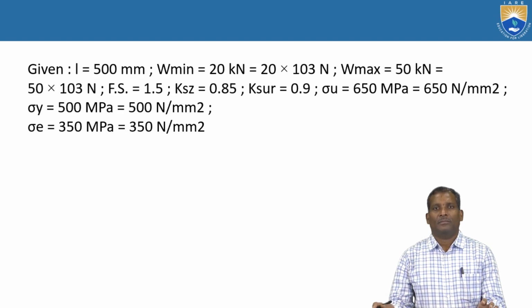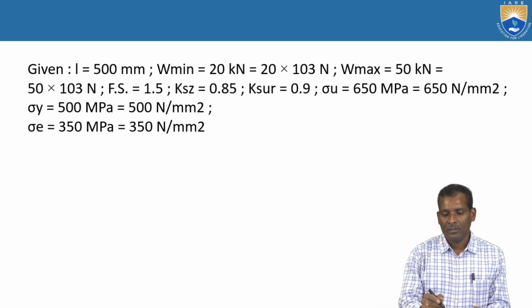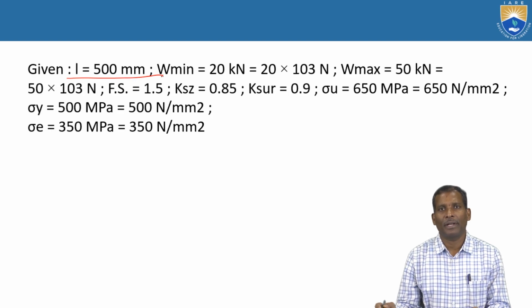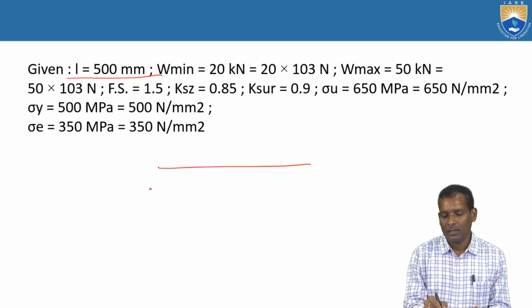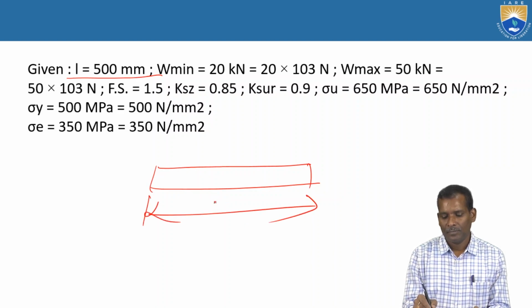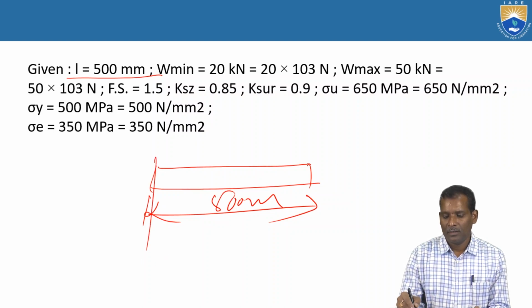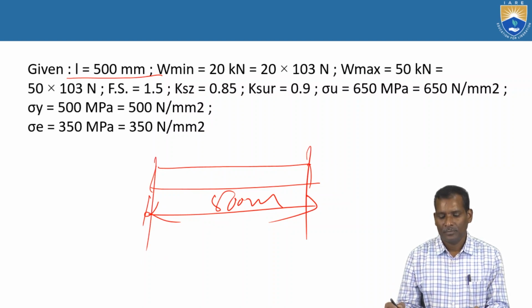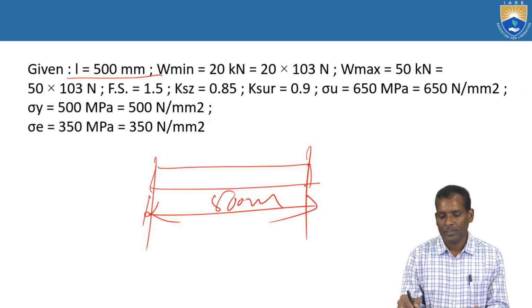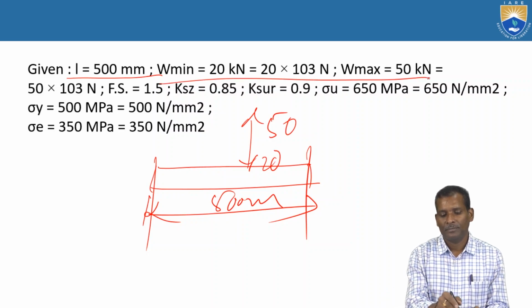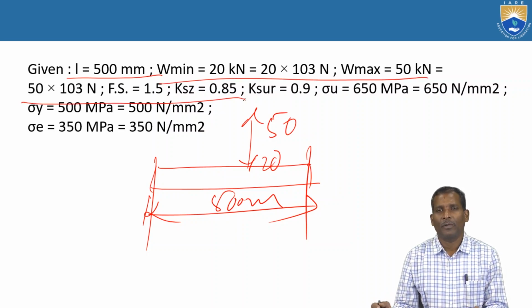The given data, write down: the length of the bar is 500 mm, and it is freely supported; there is no fixed end. W minimum load is 20, maximum is 50. Factor of safety is 1.5.